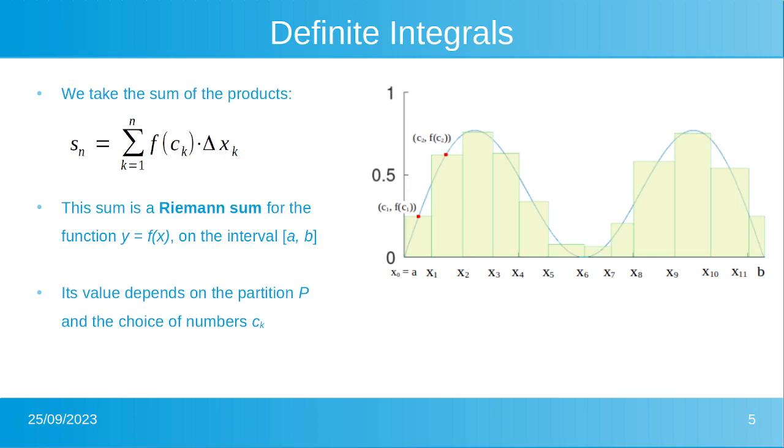So our sum, S_n, is equal to the sum from k equals 1 to k equals n of f of ck multiplied by delta xk. And this sum is a Riemann sum for the function y is equal to f of x on the closed interval from a to b. And its value depends on the partition P and the choice of numbers ck.